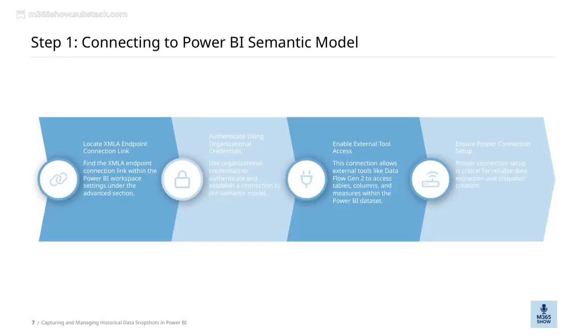All right, let's dive into the first step, connecting to the Power BI semantic model. This is a crucial part of capturing and managing your historical data snapshots effectively. Proper connection setup is absolutely key to ensuring that data extraction and snapshot creation are reliable and smooth. When you establish this connection, it allows external tools, like Dataflow Gen 2, to access the various tables, columns, and measures within your Power BI dataset. This accessibility is what makes automated snapshots possible and efficient.